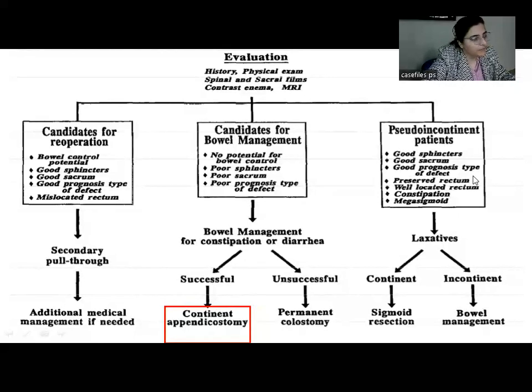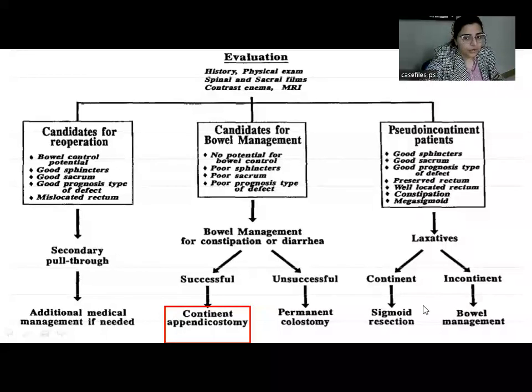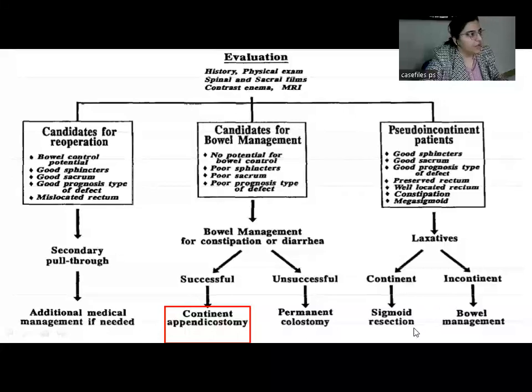The third group is of the patients who are actually pseudo-incontinent. These patients, like the first group, had a good sacrum, had a good ARM defect. They have a preserved rectum. The rectum is in the correct location as well. However, these patients are primarily just constipated, and they have a mega rectosigmoid. So these patients need to be started on laxatives. And if we cannot achieve continence with this, we might have to consider sigmoid resection in these patients if they do not improve with the bowel management also.